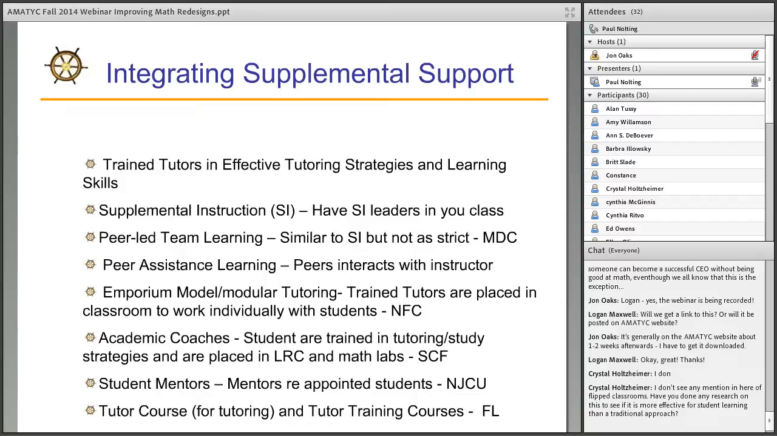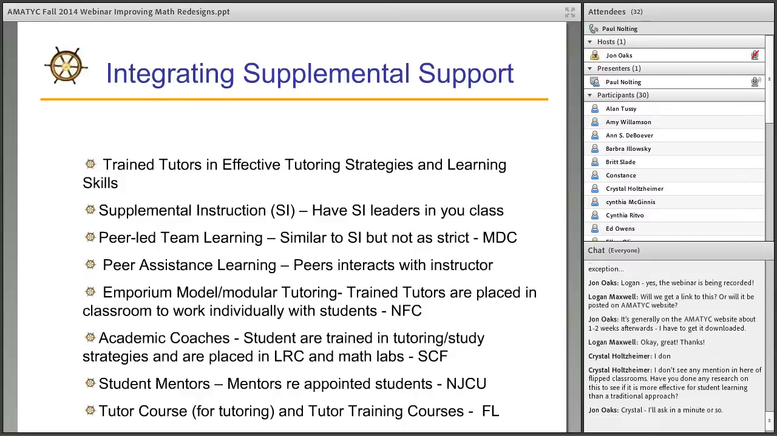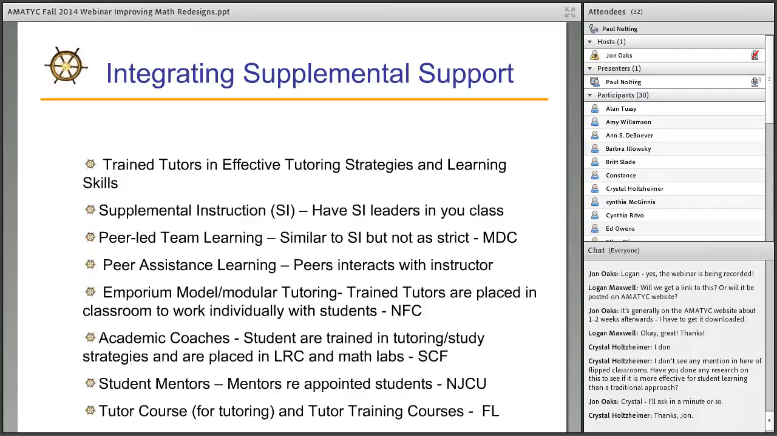Student mentors, this is a little bit different. I worked with New Jersey City University on this one. They have mentors that actually team up with a lot of developmental students, students repeating, students with low GPAs. And the mentors make appointments with the students. They motivate them, and they also teach them learning strategies, how to adjust to the college, how to cope with the college, and then they report back.